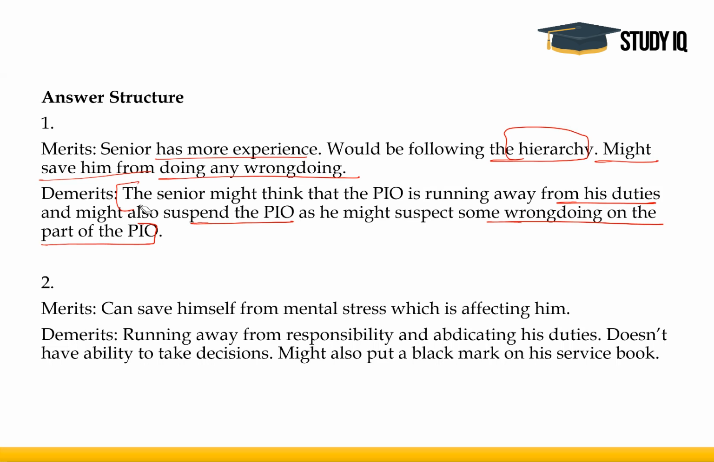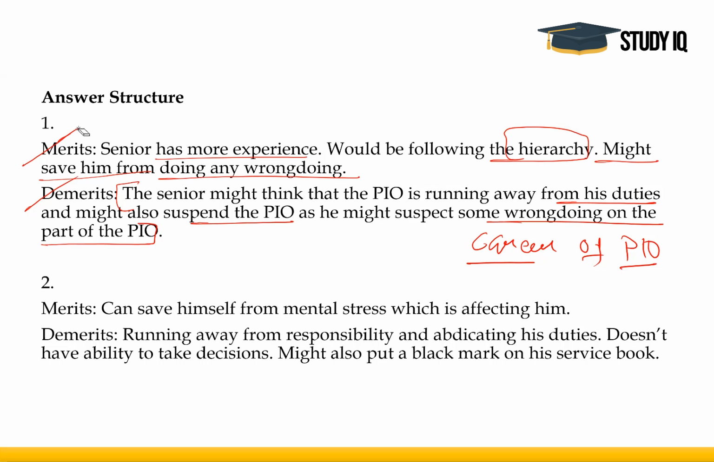Now the second demerit is very important because you have gone to the senior for some information under the RTI Act. The senior might suspect that he has done some wrongdoing. So he might also suspend the PIO temporarily, which will have a negative impact on the career of the PIO. So this is also an important demerit. It is clear to you how we have figured out the merits and demerits. It has some merits and some demerits.